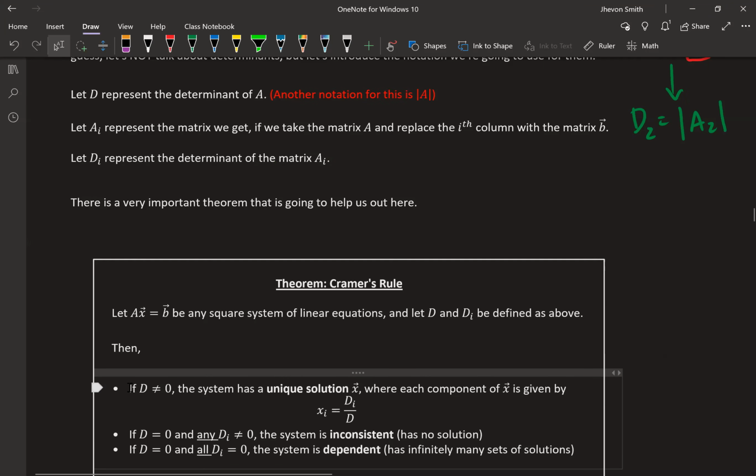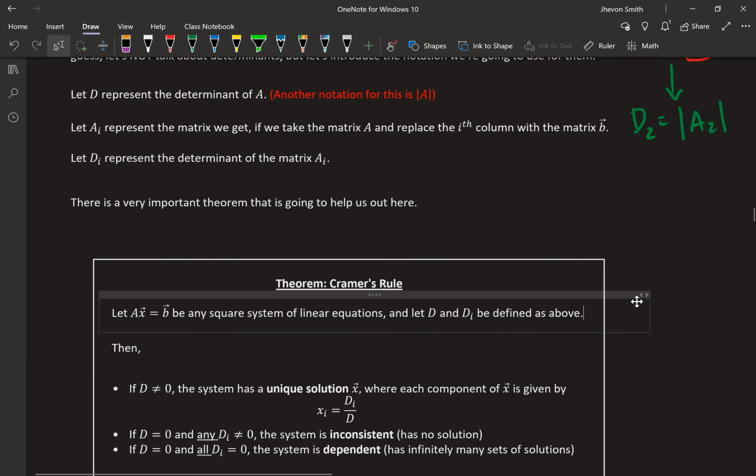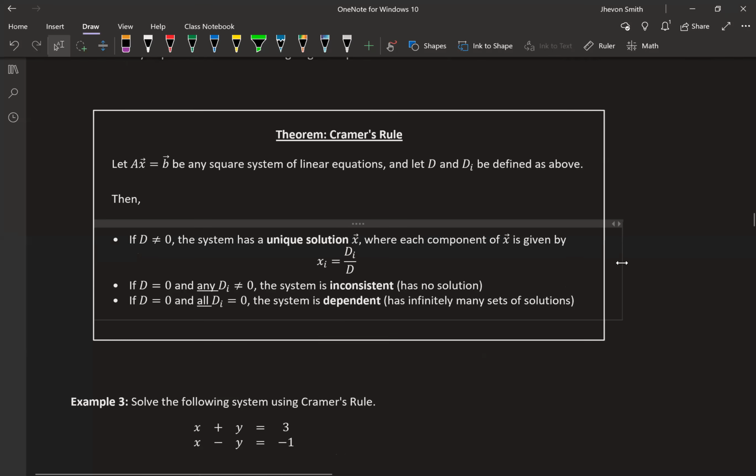And by the way, another thing you would remember from linear algebra is that these 3 scenarios are all the possible scenarios that could ever exist for a linear system. There is not going to be any other scenario. A linear system of equations that's square is either going to have a unique solution, or infinitely many solutions, or no solution. There is no other possibility. Cramer's rule tells us about each of these possibilities.